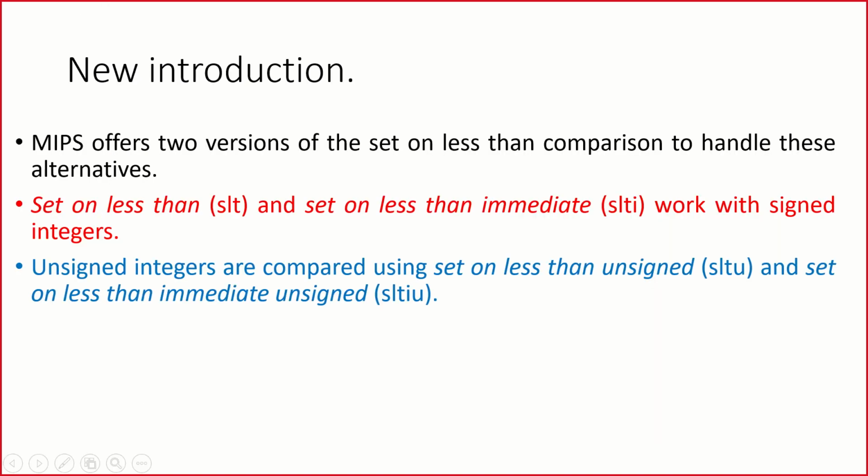Now, what are we going to learn here with respect to MIPS, sir? MIPS has offered you a clear set of instructions. MIPS has made it very distinct. So MIPS has given you an option to go ahead with signed arithmetic and unsigned arithmetic. For example, it has given instructions like SLT. SLT is set on less than, and SLTI is set on less than immediate.